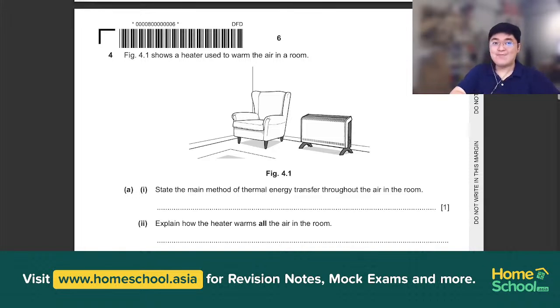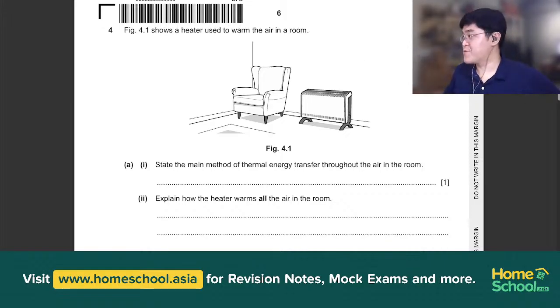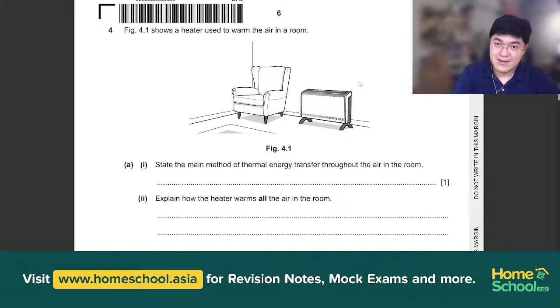And with that, let's move on to question number 4. It shows a heater that is used to warm the air in the room, and we are to state the main method of thermal energy transfer throughout the air in the room. Now, this is a very straightforward question. As you know, a heater works via convection.